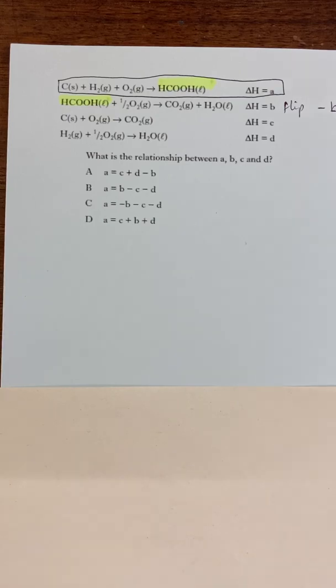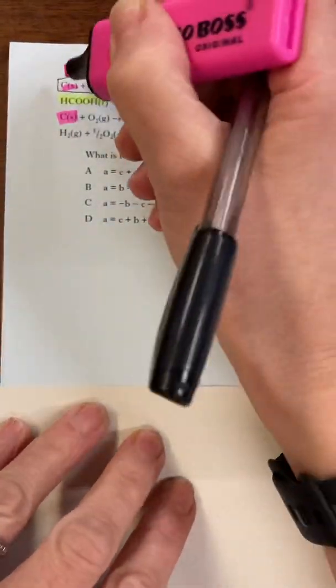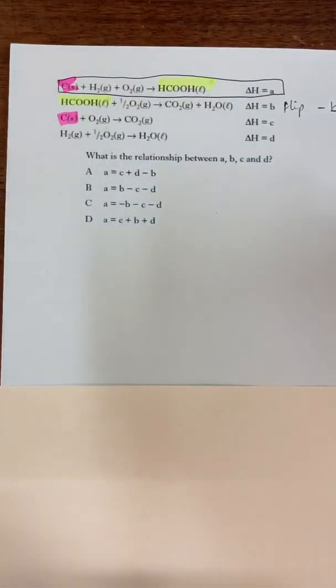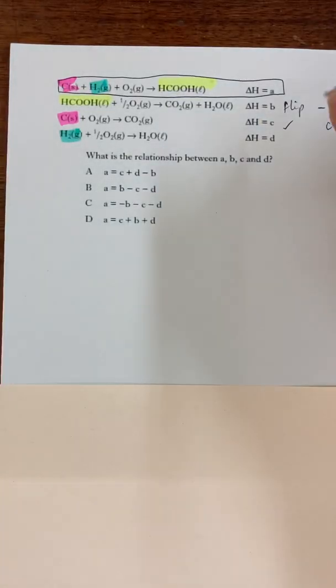When you look at the second equation, we've got a carbon on the left and we need a carbon on the left. So we don't actually have to do anything to that equation. So our enthalpy remains as C. And the final equation, we have hydrogen on the left, and we've got one hydrogen on the left in the target equation. So again, we don't have to do anything there.